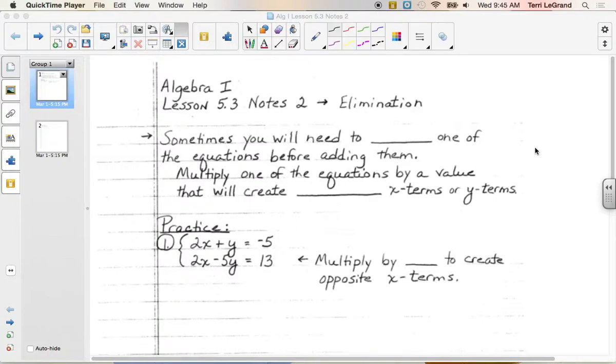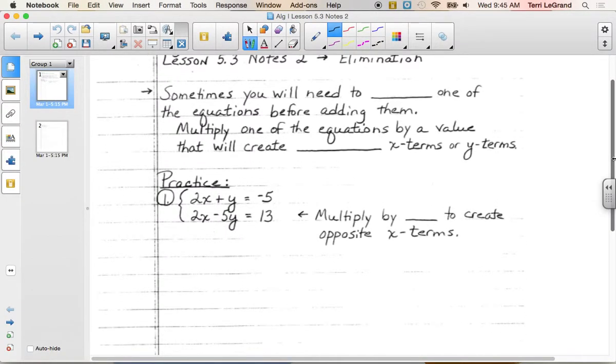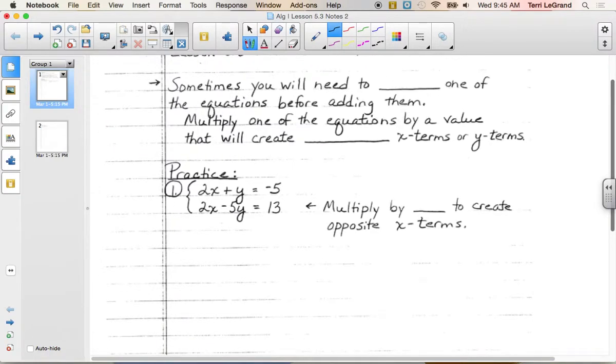In today's elimination that we're going to do, we're not going to have what happened yesterday. When we look at the equations, we're either going to automatically have opposite x terms or opposite y terms, and we can go right to work adding them together. What's going to happen today is we may need to rename.